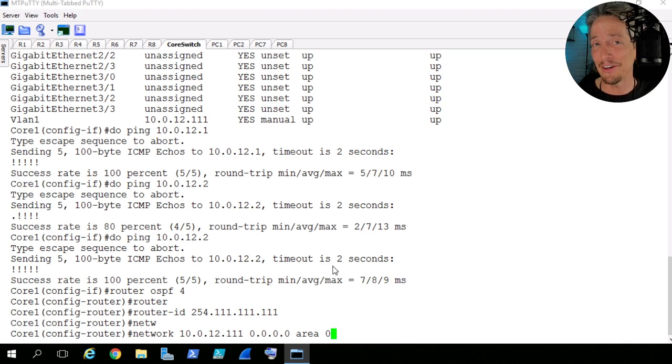Now on that segment, we already have a DR, R1, and a BDR, R2. So in this case, core 1 is going to become a DR other, meaning everything's all set. There's a DR present, there's a BDR present, and I will just become a DR other, meaning I won't be a DR or a BDR. I'll be something else, an other. I will do a full adjacency with the DR, and for backup purposes, a full adjacency with the BDR, and if other DR others show up on the network, I'll just stay in the two-way state with them.